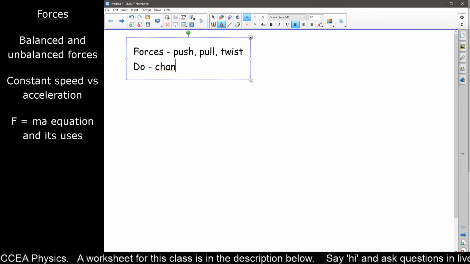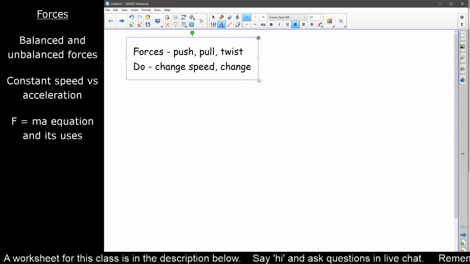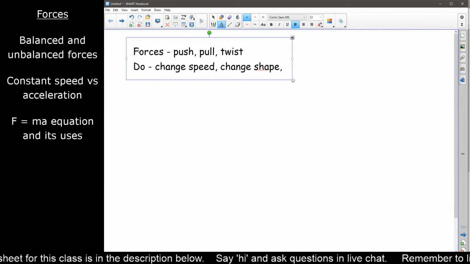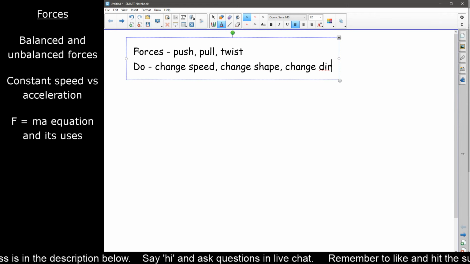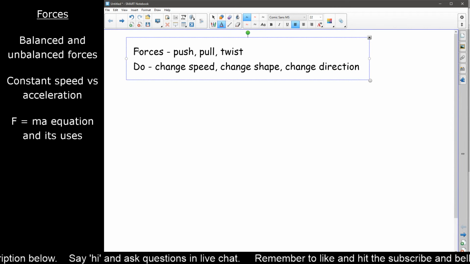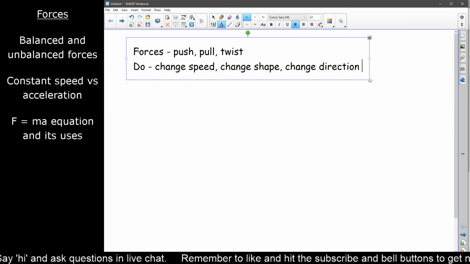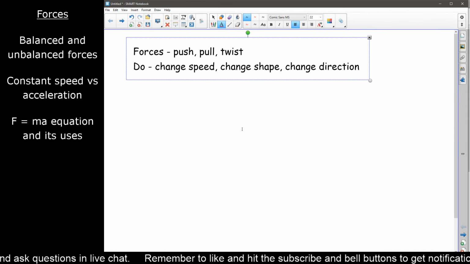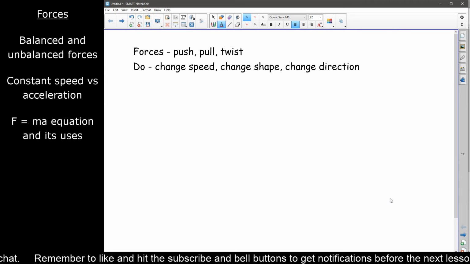Forces will change the speed of an object, they will change the shape of an object, or they will change the direction of an object. Now, the important thing to notice here is that we have change appearing in all of those things. So that's a little bit of a problem from the get-go, because there is not a single object anywhere in the universe that doesn't have a force acting on it. Everything has some form of force acting on it in some way or form.